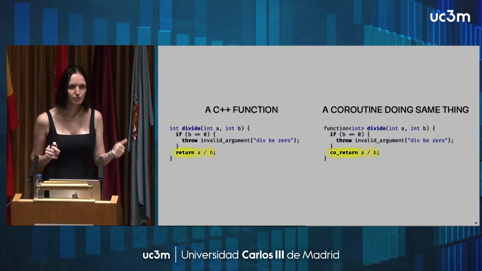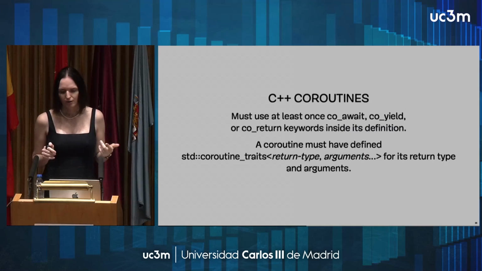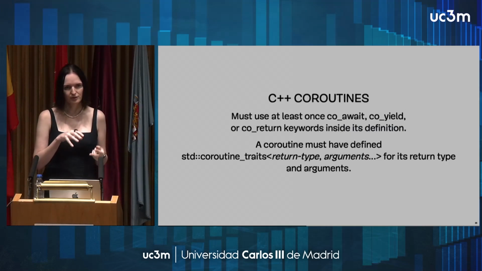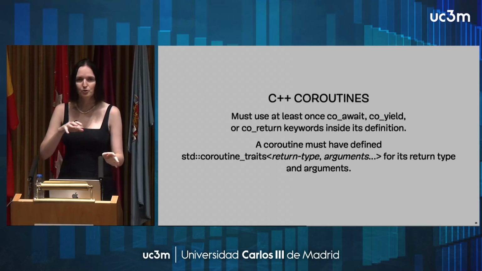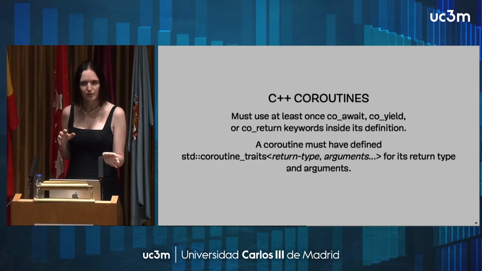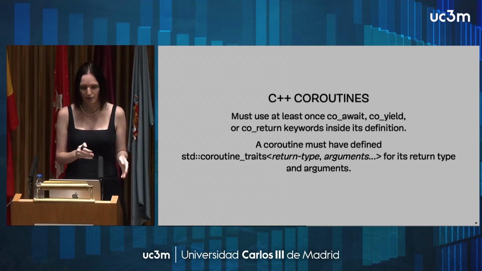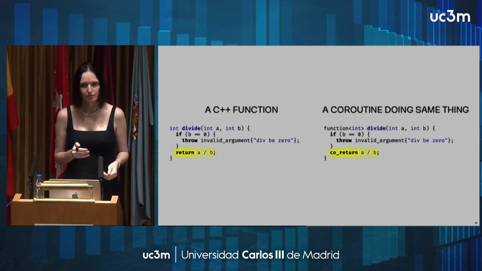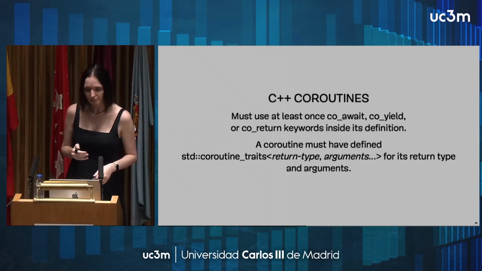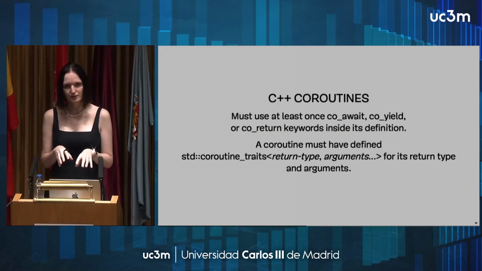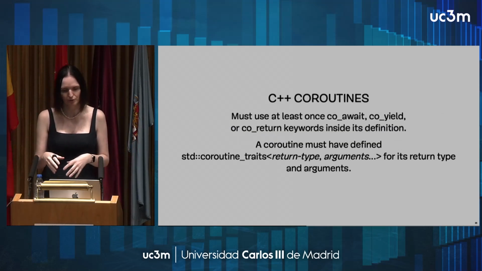If you use co-await or co-yield inside of the function, the compiler will know that the function from inside is a coroutine. From outside, you don't need to know it's a coroutine. You are calling just a function which will return some type, like function int or something. But from inside, the compiler will do the transformation for you.